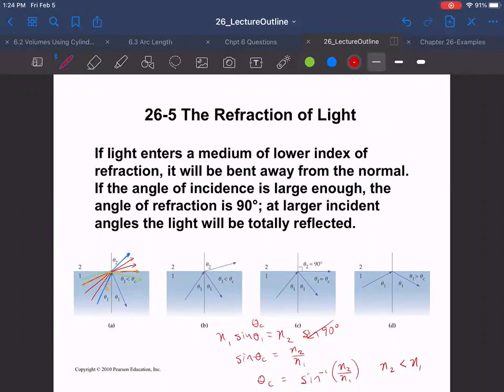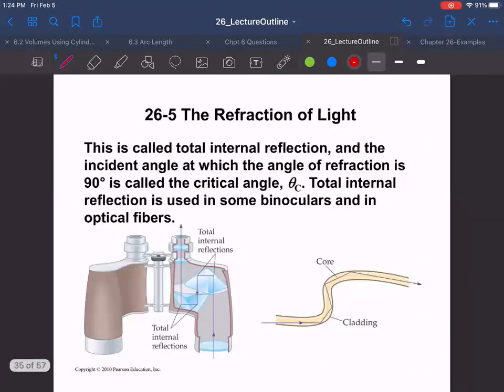Theta critical. You should be able to find that. You make the one angle equal to 90 and solve for it. Next, just some examples of this.